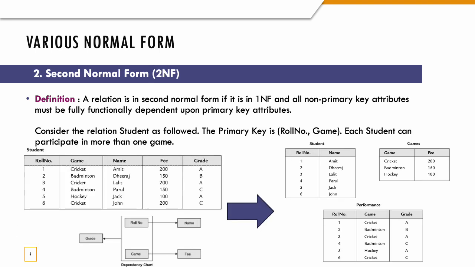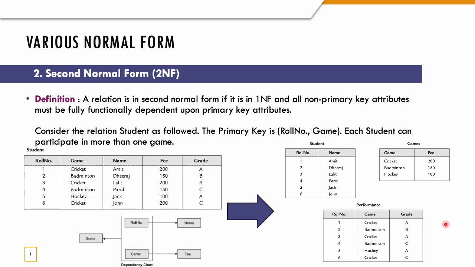All right. So let's move to the second normal form, or 2NF. The definition of the second normal form is something like this. A relation is in second normal form if it is in first normal form and all non-primary key attributes are fully functionally dependent on the primary key. All right, let's move to the example for your better understanding.